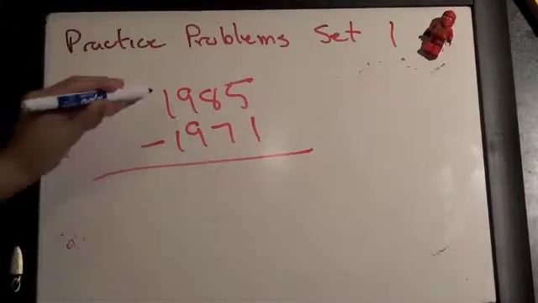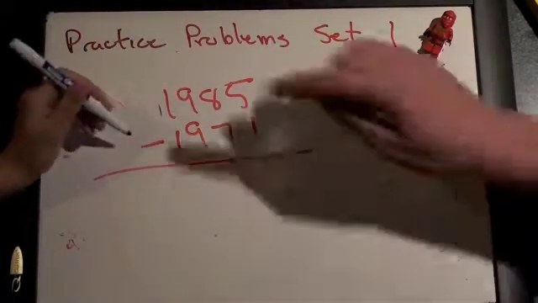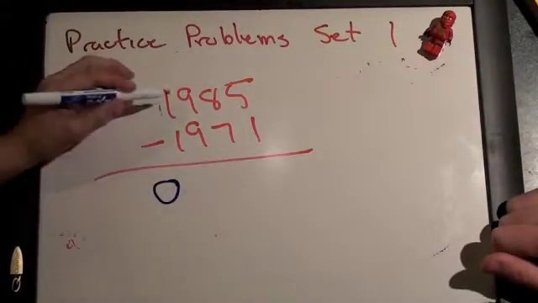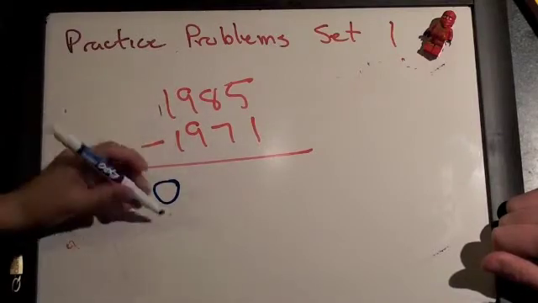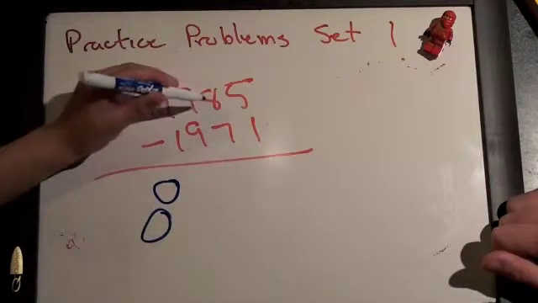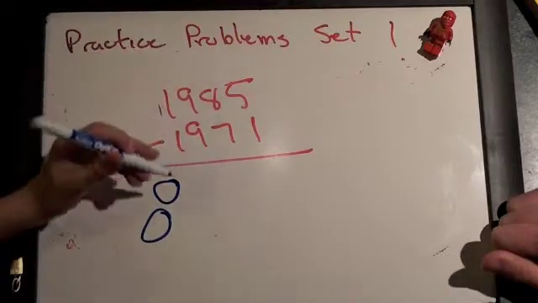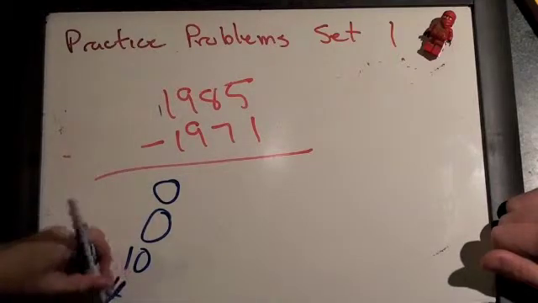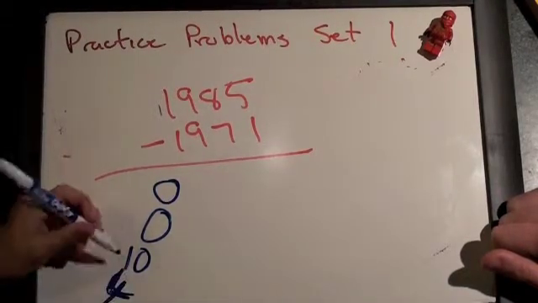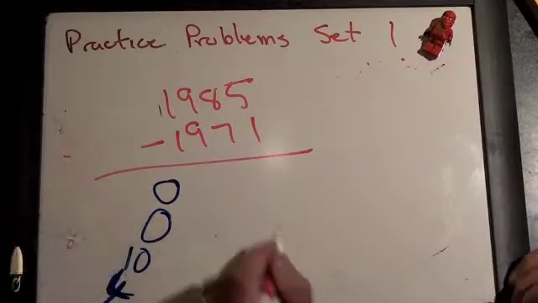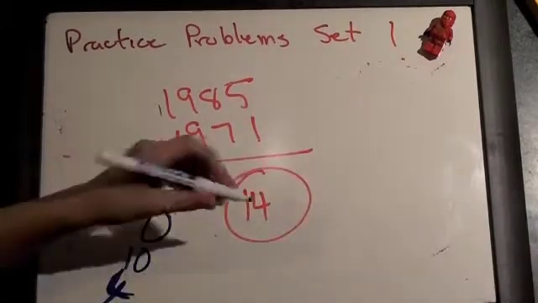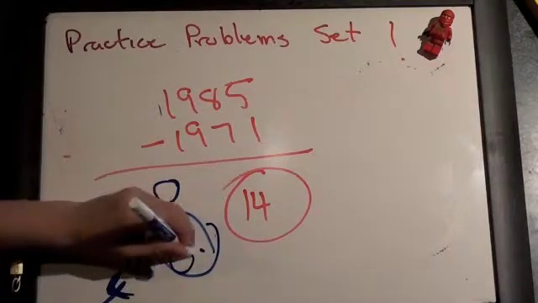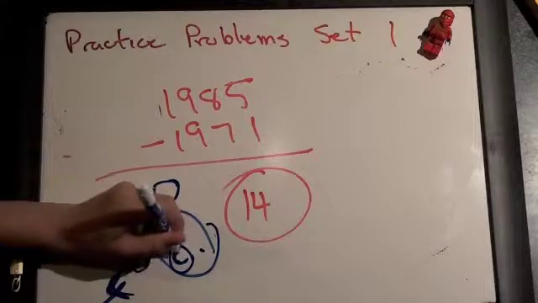1,000 minus 1,000 is 0. Okay, write that down. 0. And 900 minus 900 is 0. 80 minus 70 is 10. And 5 minus 1 is 4. So what is 1985 minus 1971? 14. Very good. 0, 0, 14. Okay. So the homework problem you have for this one is Olympiad 24, problem number 1.